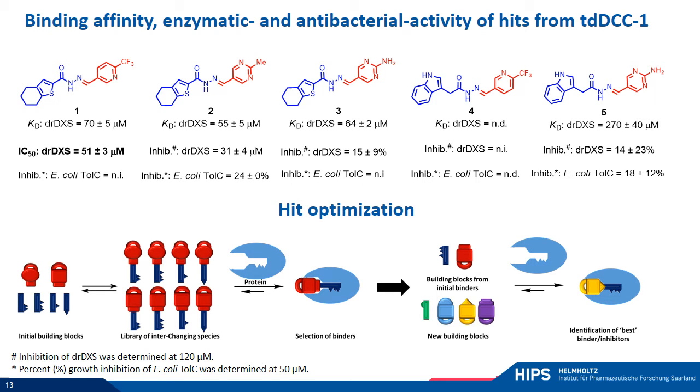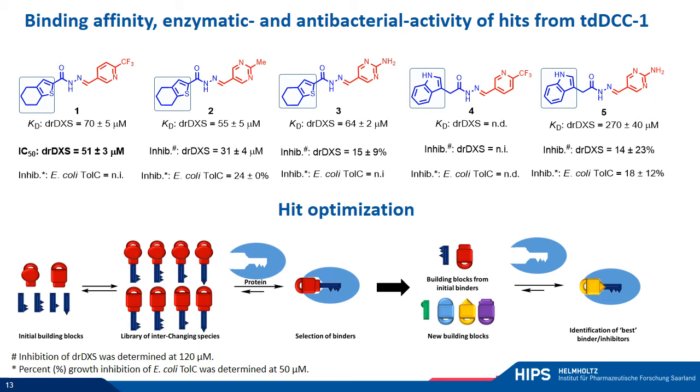For this purpose, instead of using traditional medicinal chemistry, we use target-directed DCC and let the target protein select its best binder. So we assume that using the common structural motif from the first round of DCC hits as a building block in the second round would give us an improved binder or inhibitor in the second round of DCC.